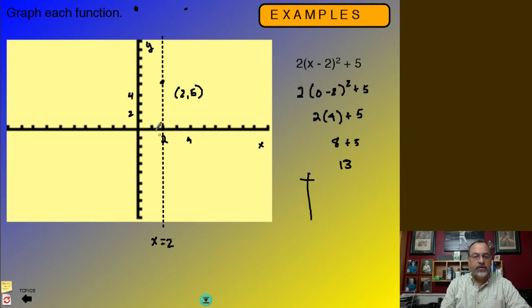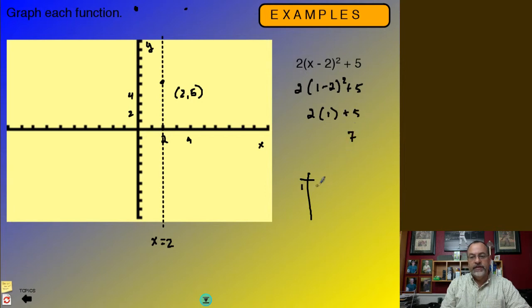I'll pick one close to my axis of symmetry, so I'm going to choose an x value of 1, and we'll substitute that in and see what we get. So 2 times 1 minus 2 squared plus 5. So this is 2, negative 1 squared is 1, plus 5. So that's going to be 7. So when I choose 1, I have a y value of 7. So this is a 4, 5, 6, 7. So 1, 7, I'm going to be about right there.